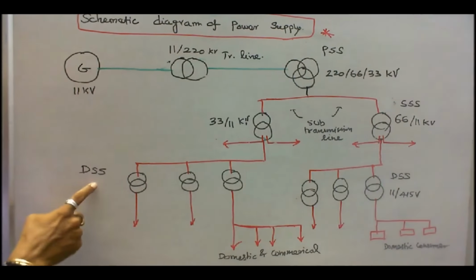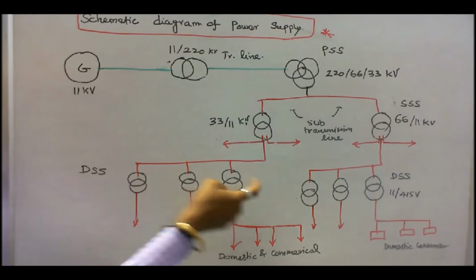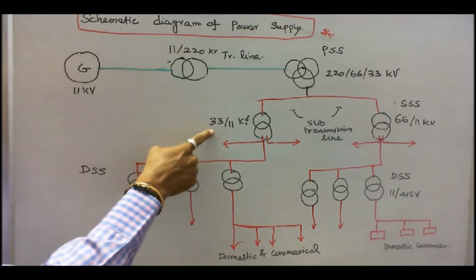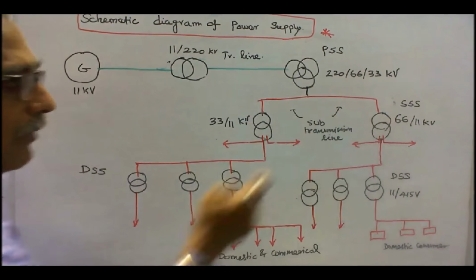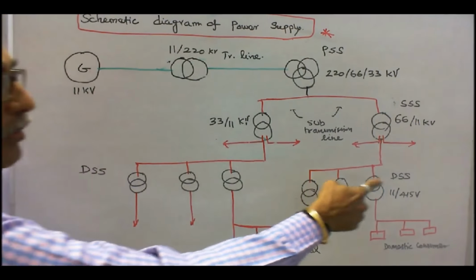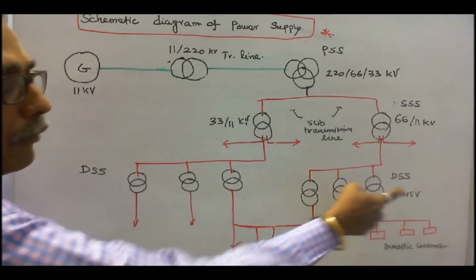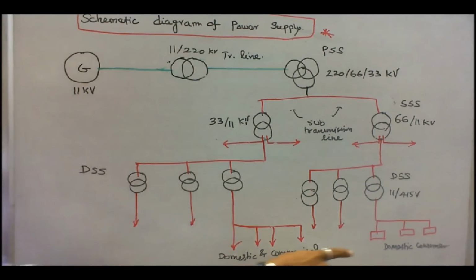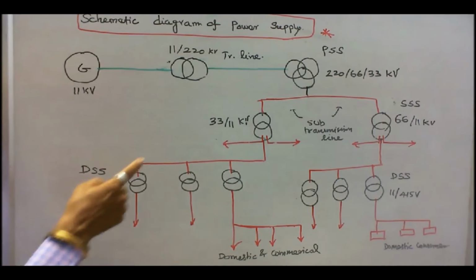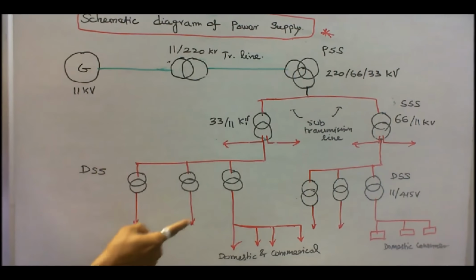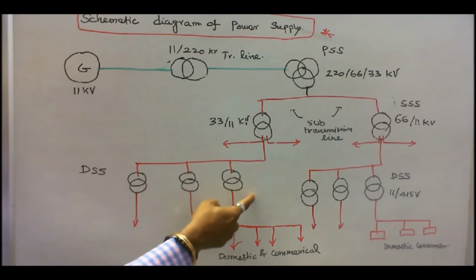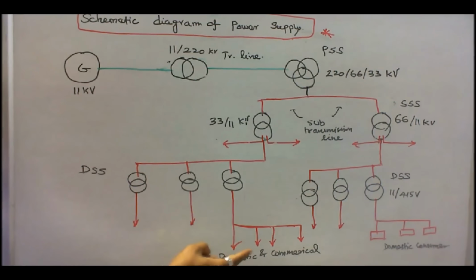This is a distribution substation, and here also a distribution substation. Here the 33 by 11, this is 66 by 11. In the distribution substation, 11 by 415 goes to the domestic consumers. Here the 33 by 11, again 11 by 415 goes to the domestic and the commercial consumers.